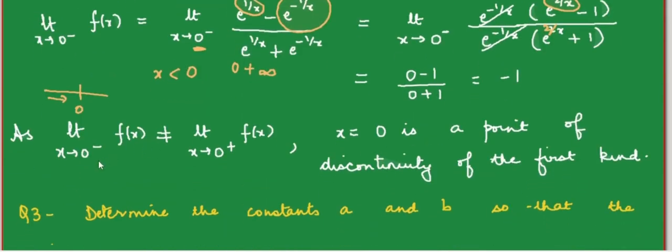Therefore, the two limits are not the same. One of them is turning out to be 1, the other one is turning out to be minus 1. And when we have such a situation where the left hand limit and right hand limit are two finite numbers but they are unequal, then we say that the point under consideration is a discontinuity point of the first kind.